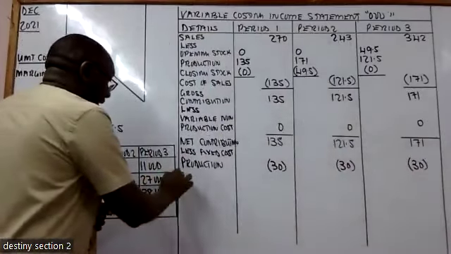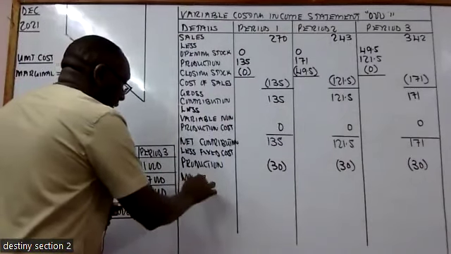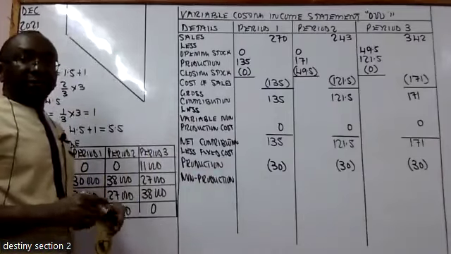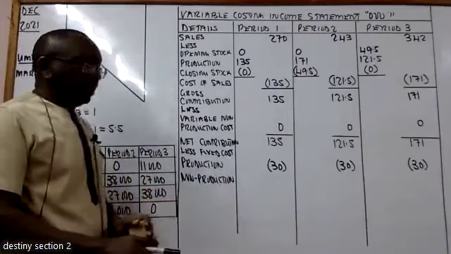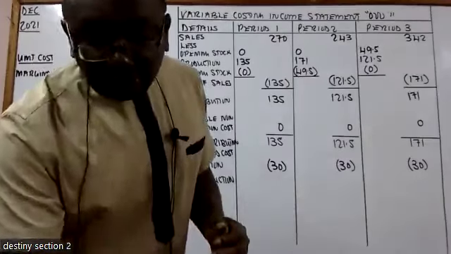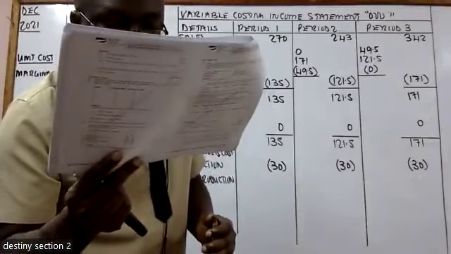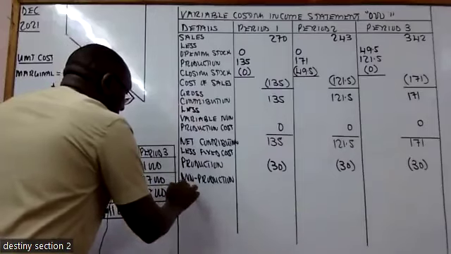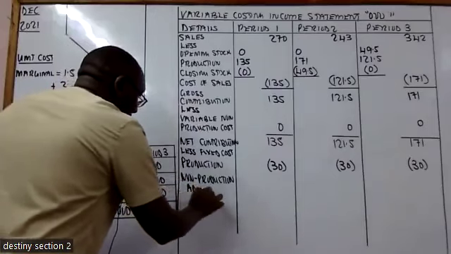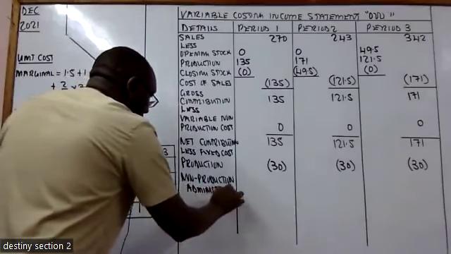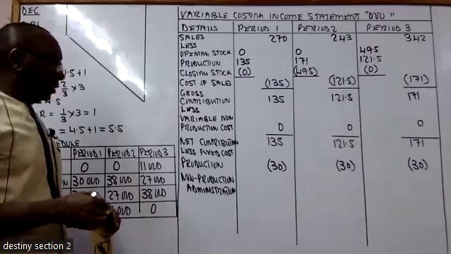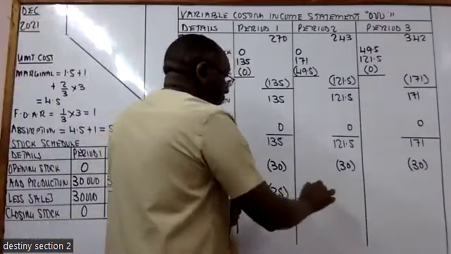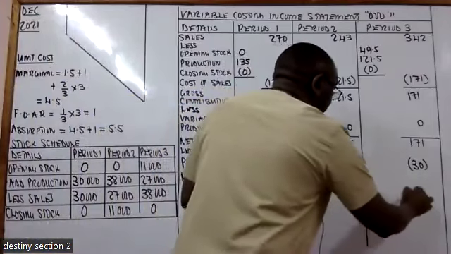Then we bring non-production. You can just take the figure there, or you can tell us this non-production is going by the name administration. And we are told is 25. So the non-production is administration. Administration is always good to be as detailed as possible. So the administration is 25, 25, and 25.